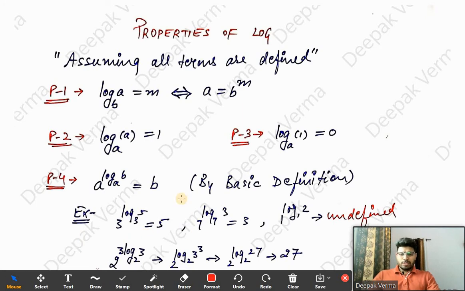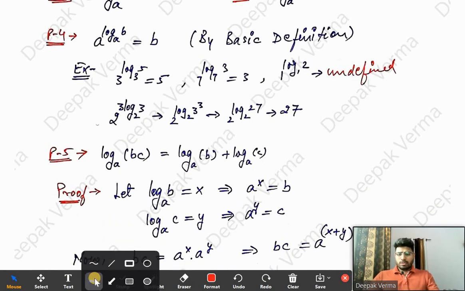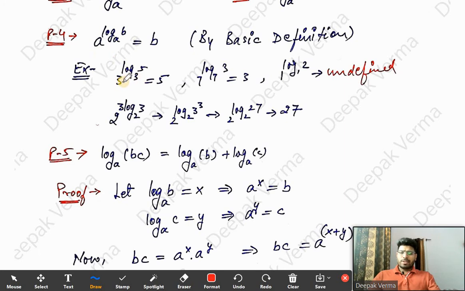Now, let us have a look at some examples. If we have 3 to the power log 5 to the base 3, we can see this is 3 and this is also 3, so this will equal, of course, 5. Log is a number, the base is 3, and when it is raised to its base, we get the argument, which is 5. Now, 7 to the power log 3 base 7. We can clearly see 7 and 7, so this equals 3.